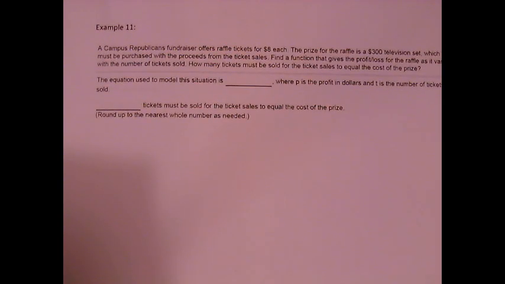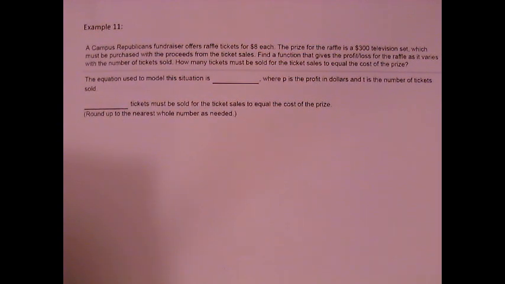Let's say we had this. A campus Republicans fundraiser offers raffle tickets for $8 each. The prize for the raffle is a $300 television set, which must be purchased with the proceeds from the ticket sales. Find the function that gives the profit or loss for the raffle as it varies with the number of tickets sold. How many tickets must be sold for the ticket sales to equal the cost of the prize?